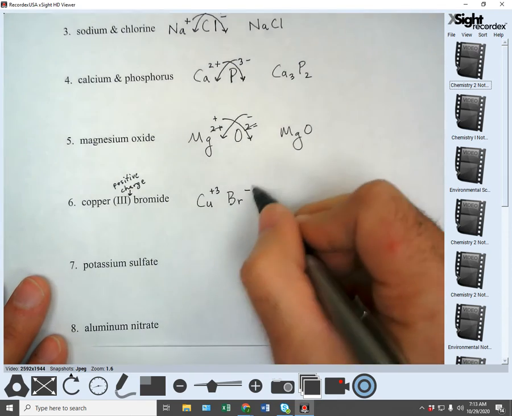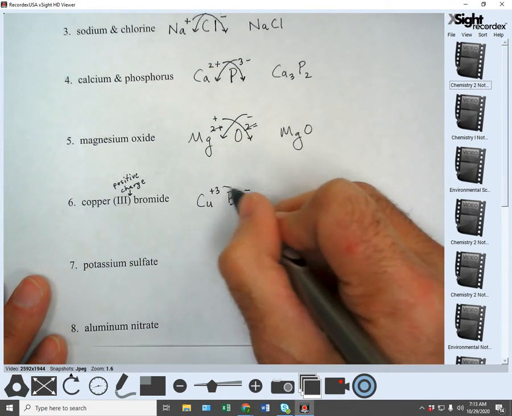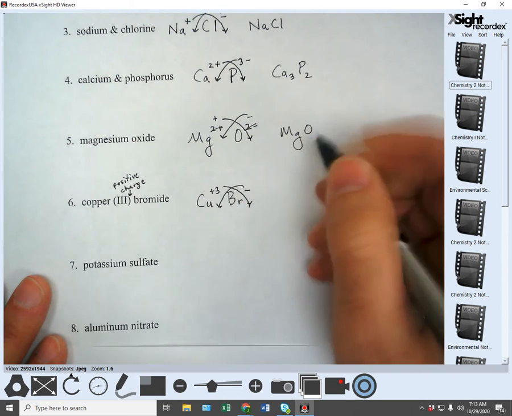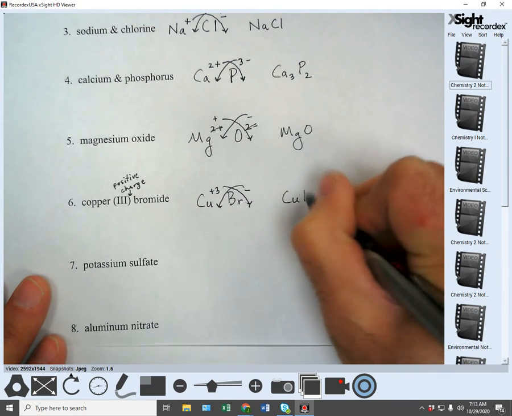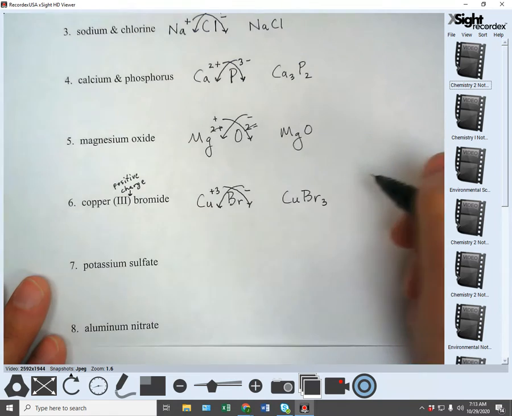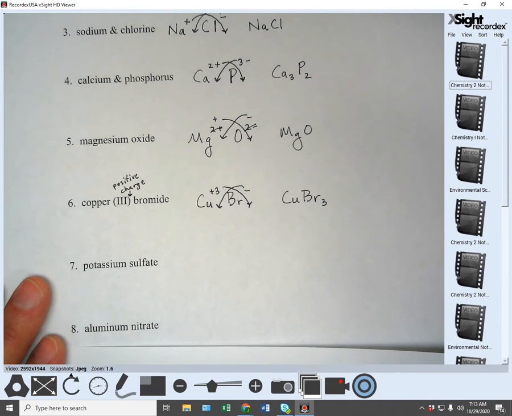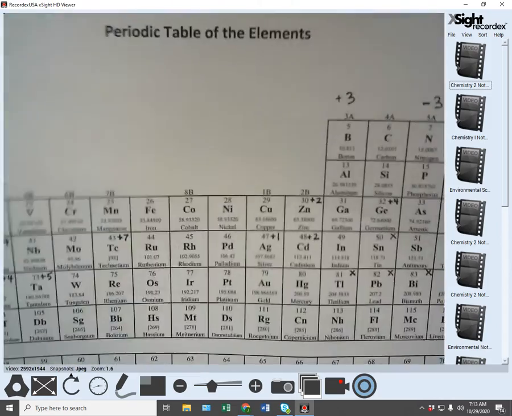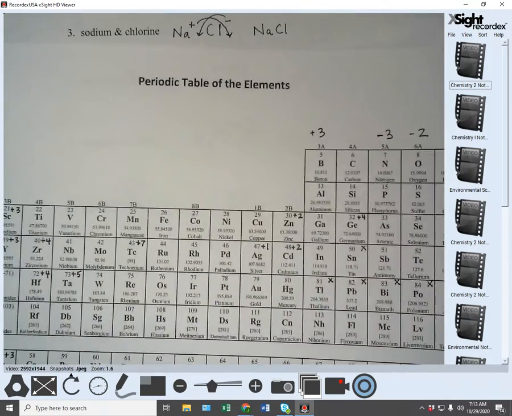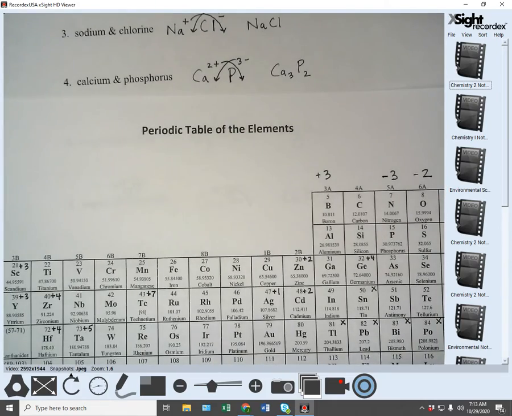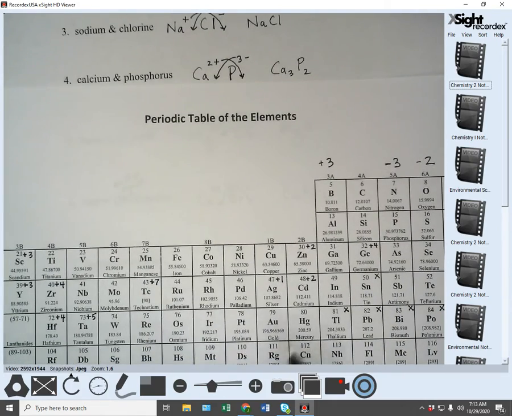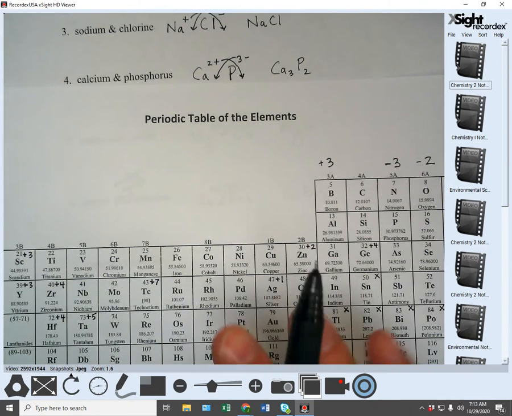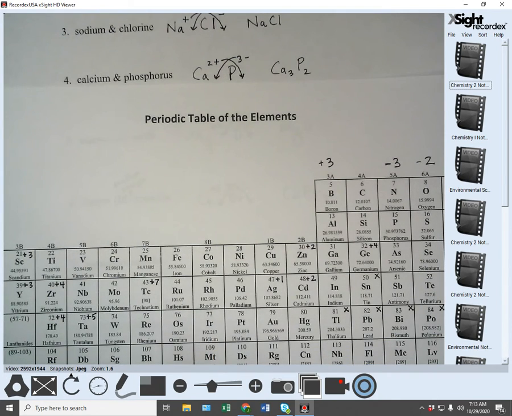Now we can do our crisscross. No reduction, so we cross down. We end up with CuBr3. Okay, so the Roman numeral is telling you the positive charge because we can't find it on the periodic table. All right, now there's a few things on here that I need you guys to add to your periodic table. I'll go over this in class as well at some point, make sure that everybody has them, but in order to do some of the stuff that you're going to do on the homework, you'll need to know this.